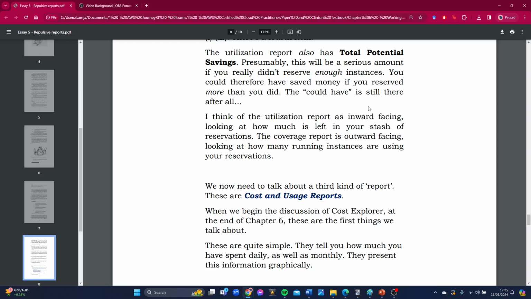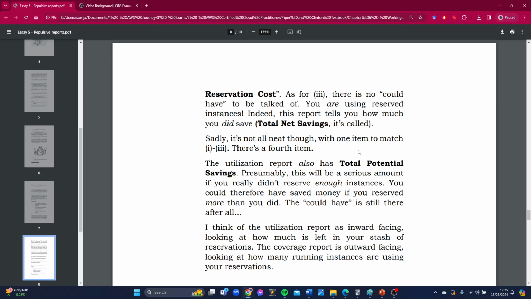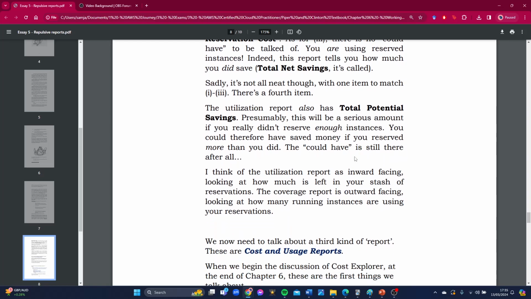In the coverage report, it's saying how much you could have saved by purchasing reserved instances, and total potential savings is also found in the utilization report, which is a comparison between how much you spent on reserved instances and how many instances you actually have running.